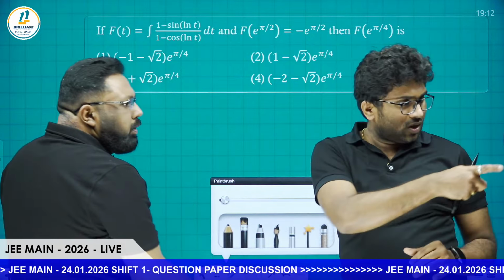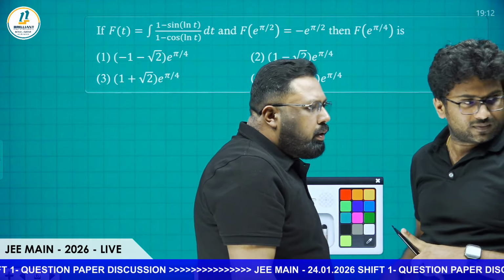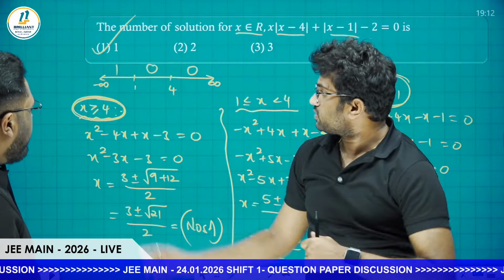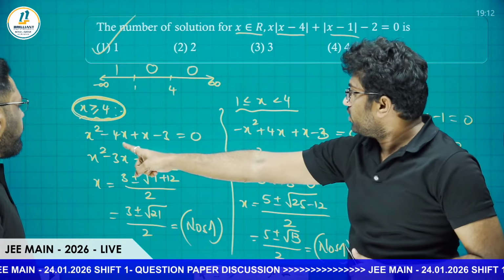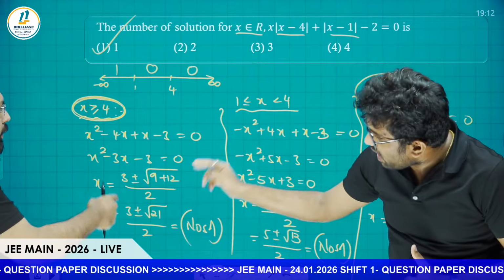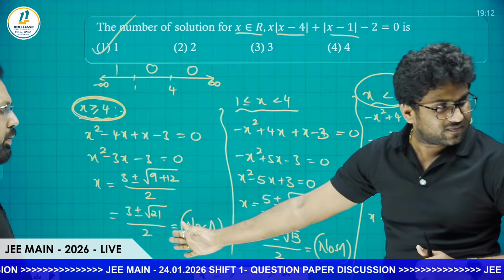One second, sir, there is one student who is asking something. We'll get 3 solutions? No, just check that. It's 1 only. See, they are asking about the boundary. Here it is x greater than or equal to 4. When x is greater than or equal to 4, here you are getting 2 values, and all of them are less than 4. So there is no solution in this case.